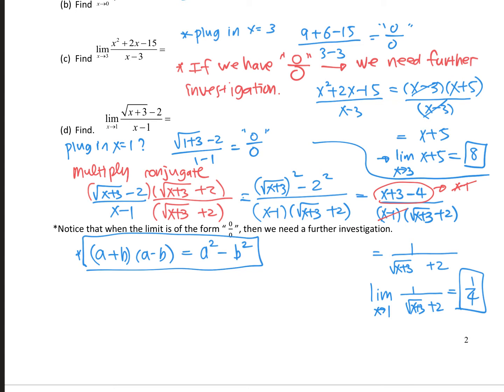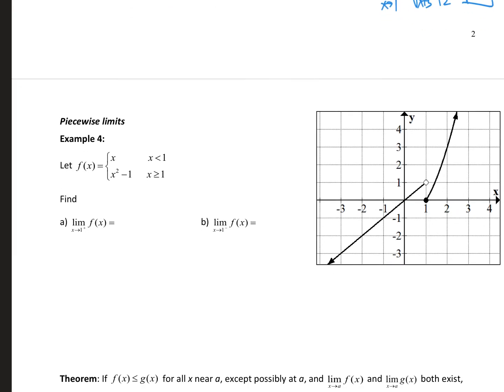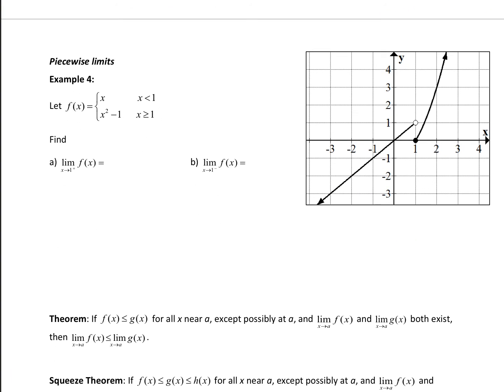All right, let's look at the next part here. It says piecewise limit. Sometimes it's a piecewise definition of a function. I have a function, and you can see two functions combined. Why are there two functions? Sometimes you want to combine two functions and split it and make it into one function.